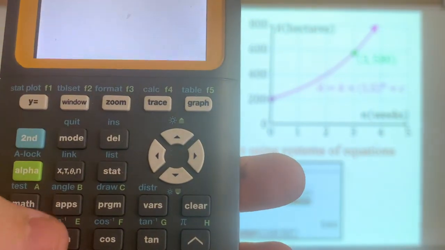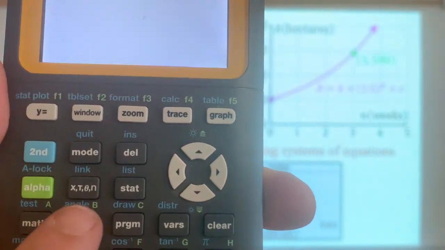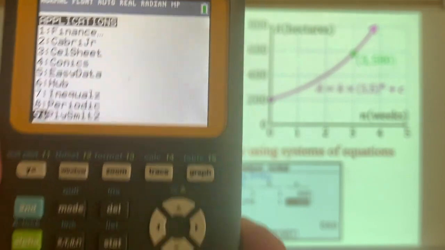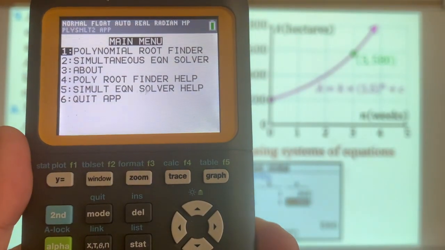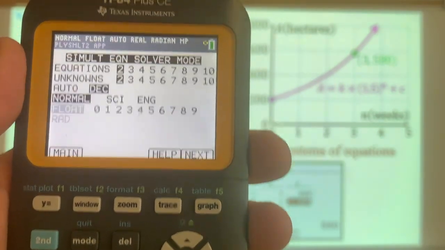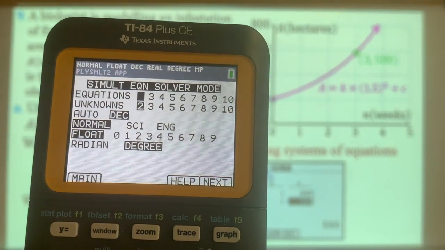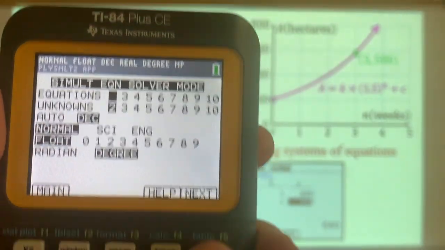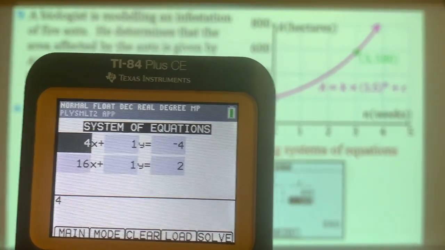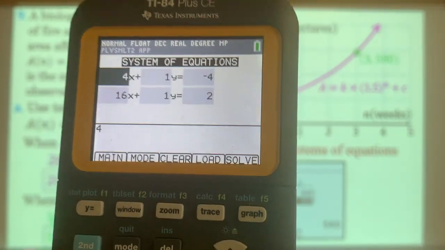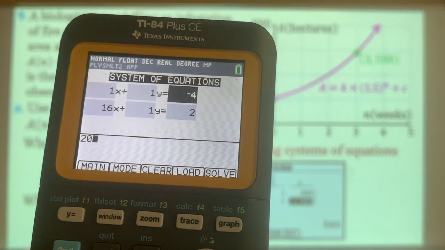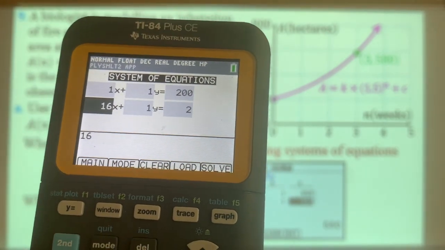You hit the apps button, right here next to math. You go down to number 9, PlySmlt2. You go to number 2, simultaneous equation solver. Two equations, two unknowns. Hit next. On the first one, it's K plus C equals 200. So 1 plus 1 equals 200. The second one is 580.